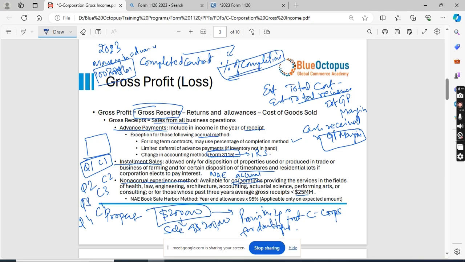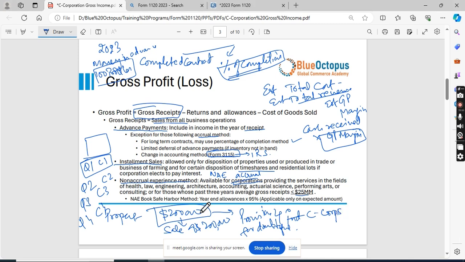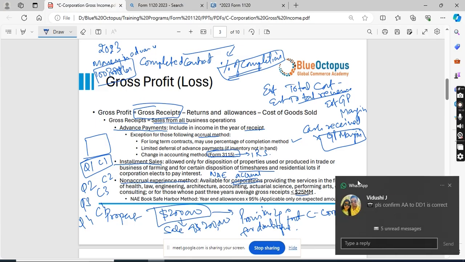Now how to calculate this? Because provision for doubtful debt you can take anything, right? But here, for NAE, you have to follow the safe harbor method. The NAE book safe harbor method says that whatever allowances you are taking in your books of accounts, you take 95% of that, not the complete 100%. Okay, so that is something safe harbor.